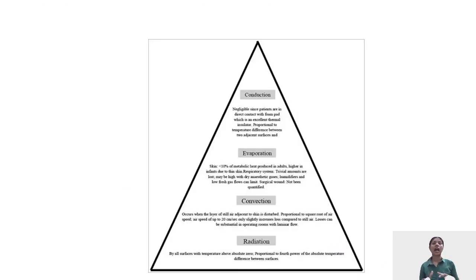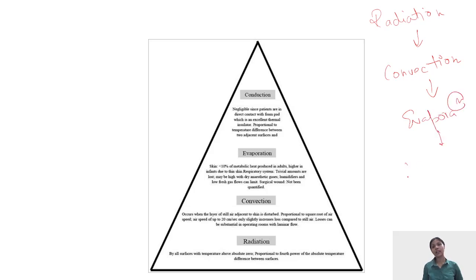One of the questions that was asked in the previous year was how is heat lost from the human body? Which are the various mechanisms of heat loss and what is the sequence in which heat is lost? So remember, the most heat that is lost from the human body is via radiation, followed by convection, evaporation, and eventually conduction. This is the least important mechanism for heat loss.